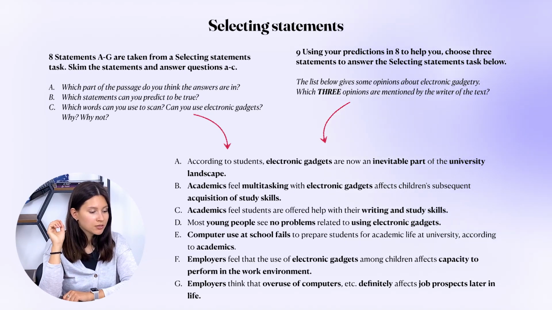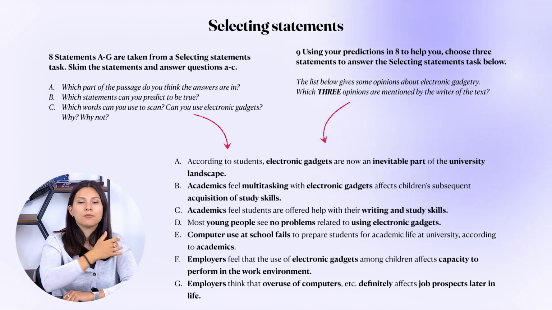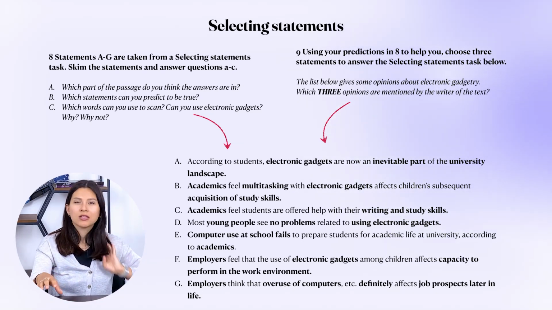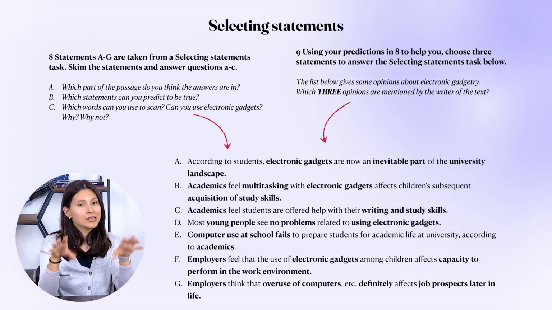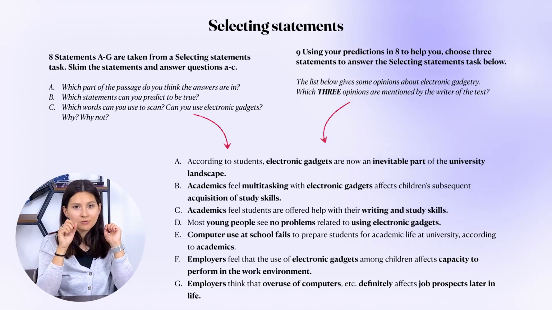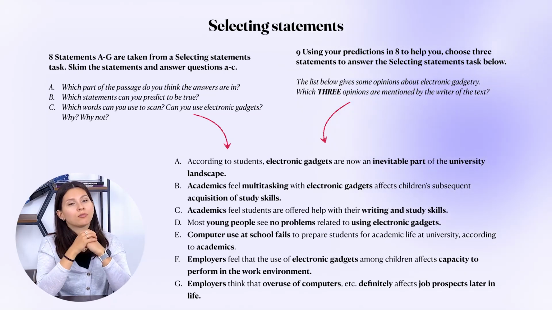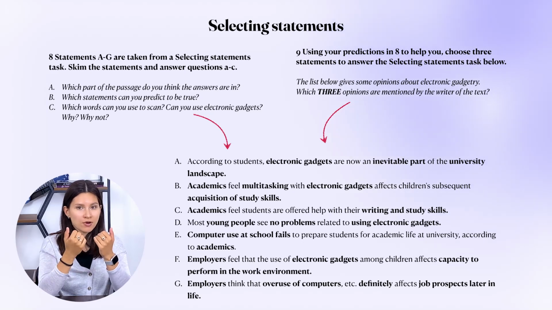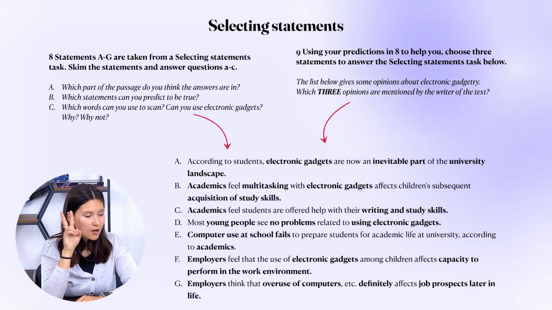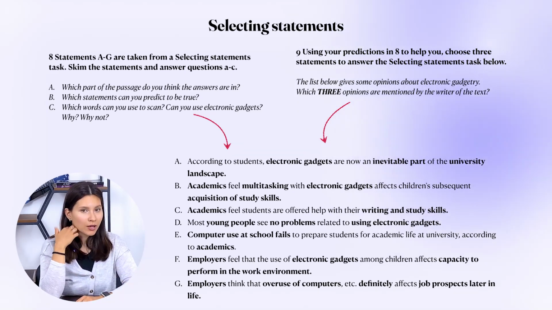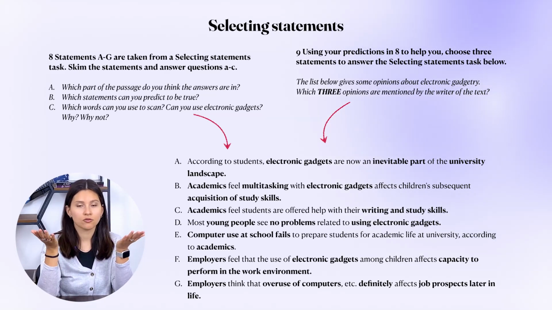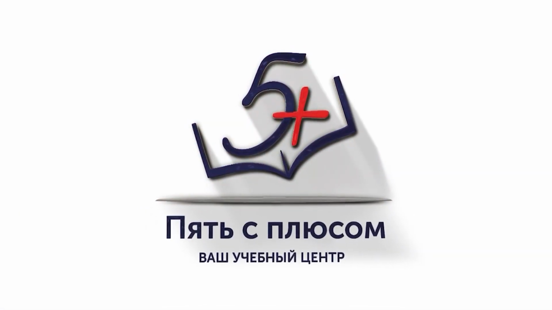But B, academics feel multitasking with electronic gadgets affects children's subsequent acquisition of study skills. Yes, you will be able to find the same information, meaning it will have the same idea, all right? So this has been mentioned. Option B has been mentioned by the writer in the passage, okay? Please finish up the rest, okay? You have to choose 2 more statements from the list, okay? Total 3, we have identified 1, which is B, right? So please finish it and check your answers.